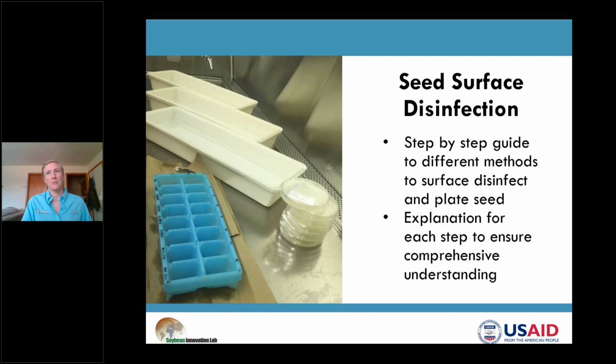So after that, we go and we'll plate out the seed to see any kind of microbial growth growing out to actually know what is infecting the seed. So we're going to show a step-by-step guide how to surface disinfect and how to plate these seeds and what it's going to look like while you're going through this process, as well as different methods. So anybody with any type of resources are able to complete these. Next slide, please.